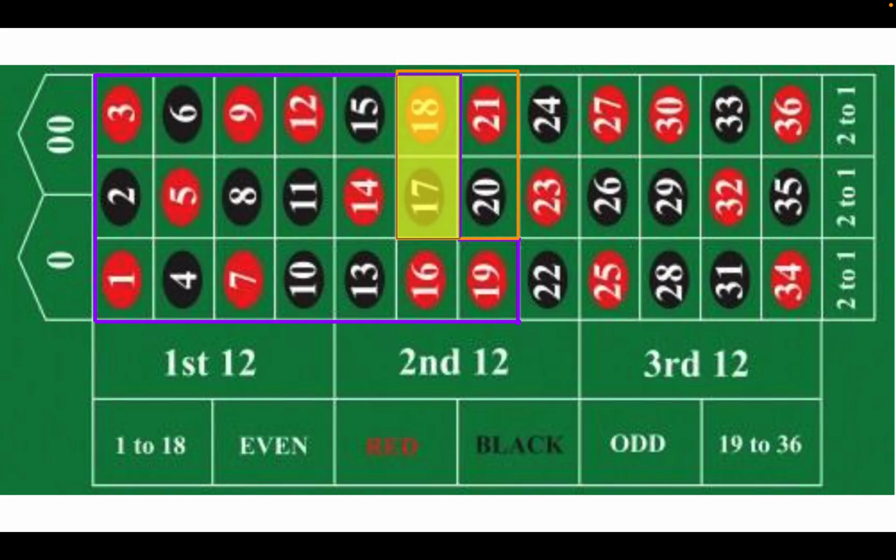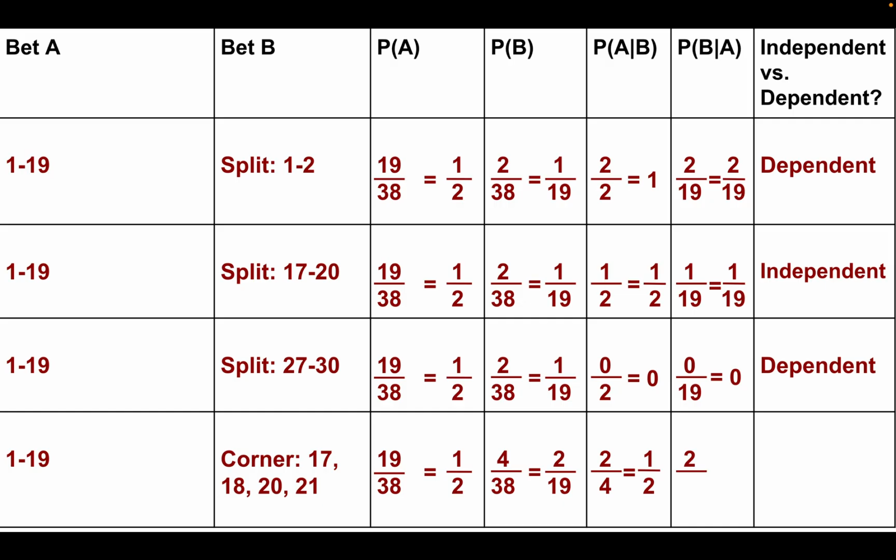And then we'll do the other conditional probability. So 2 numbers of overlap, so 2 out of 19, which equals 2 out of 19. Well, again, this is another case where some of these probabilities are the same. The probability of winning bet A is the same as the probability of winning bet A given B. And the probability of winning bet B is the same as the probability of winning bet B given A. So these bets are independent.